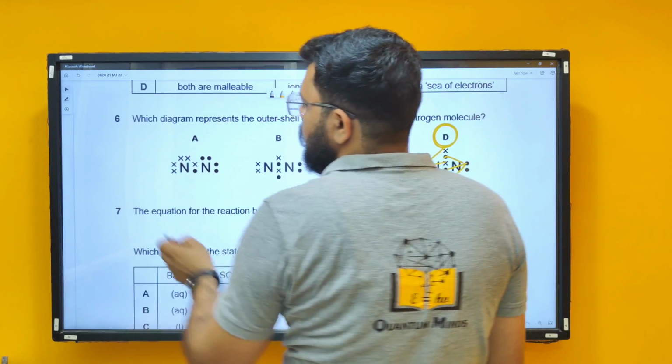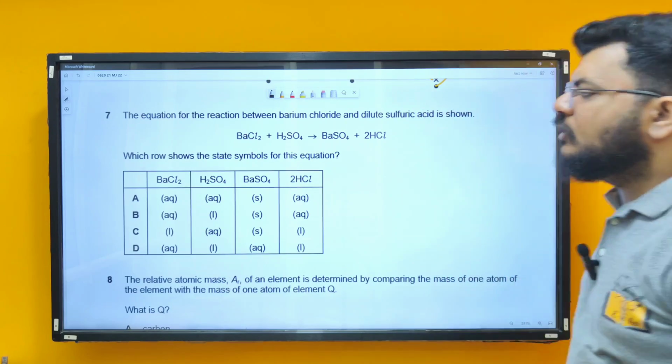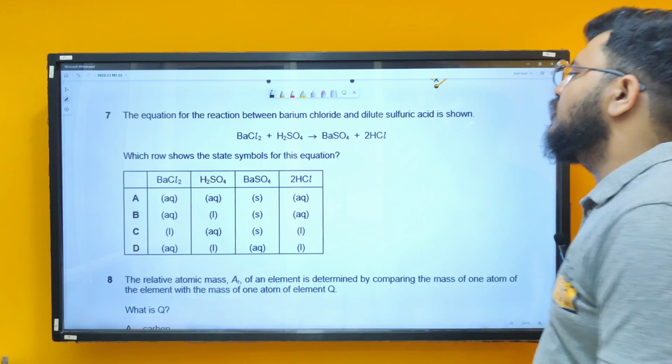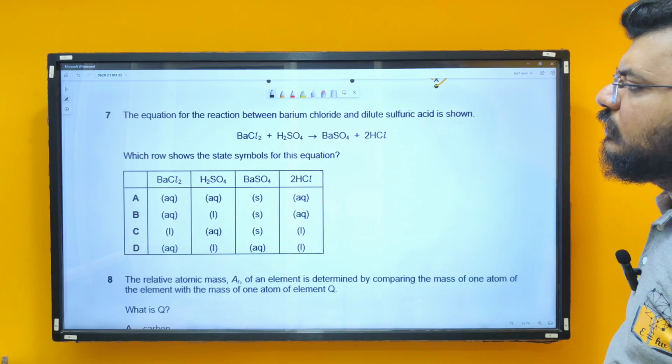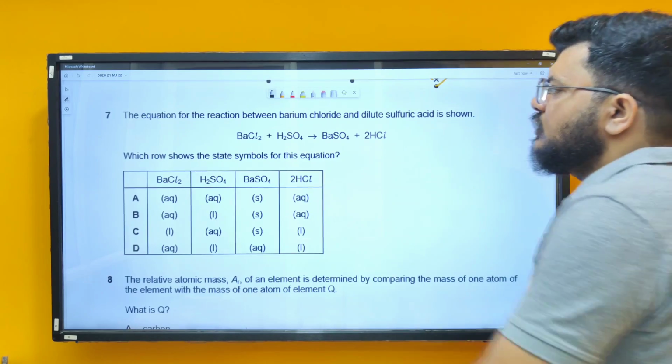So next question, the 7th question. We have the equation for the reaction between barium chloride and dilute sulfuric acid shown. Which row shows the state symbols for this equation?